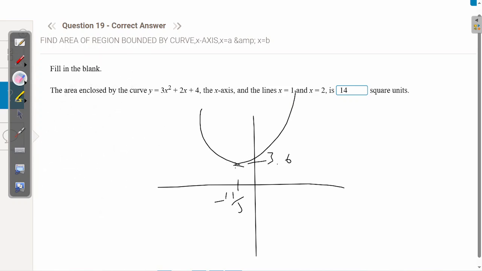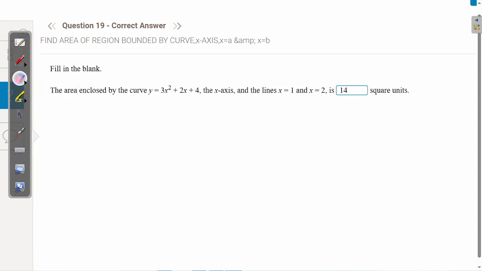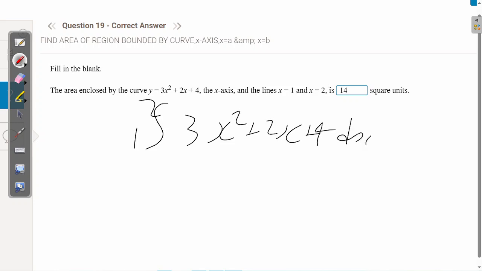Now this is easy because it doesn't intersect the x-axis, so it won't have any problems. So let's check from 1 to 2. It's going to be this graph. So it's just the integral from 1 to 2, my bad, of 3x squared plus 2x plus 4 dx. Wait, I'll erase this. So the integral from 1 to 2 of 3x squared plus 2x plus 4 dx.